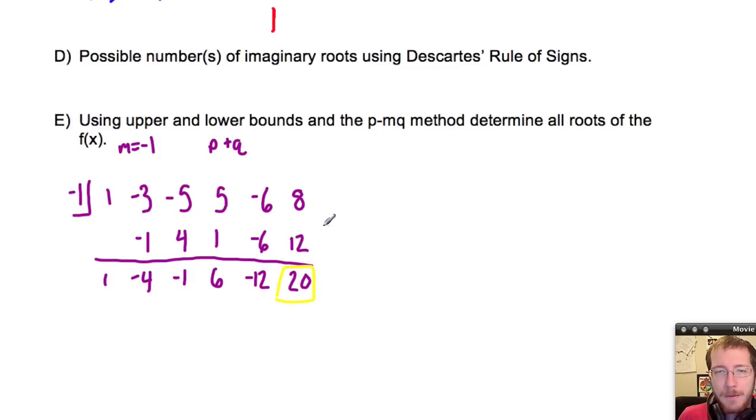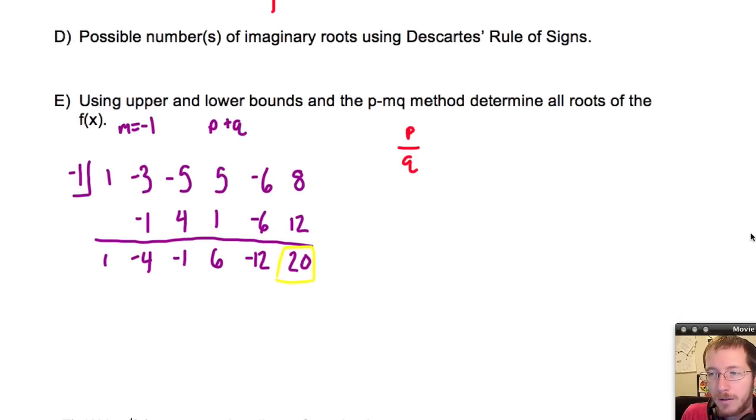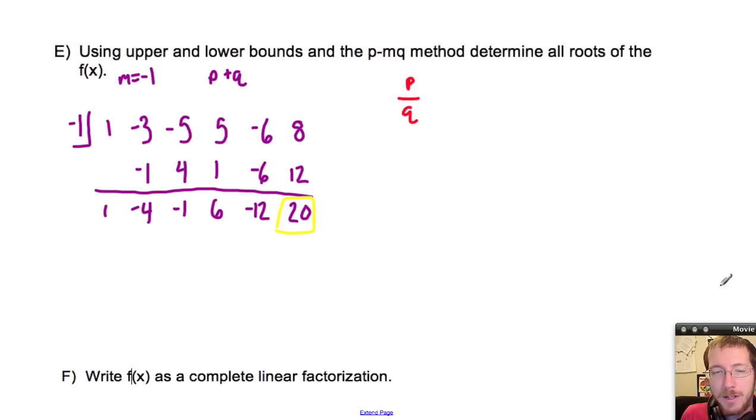So from here, I'm going to let you guys finish this one up in your notes. So again, the next step, you want to find all of your p over q's. Then you want to see which ones p plus q will give you a factor of 20. Keep those, cross out all the other ones. And once you've done that, if you need to do another round, let m equal 1. And for your final answer, write f of x as a complete linear factorization, totally factored out.